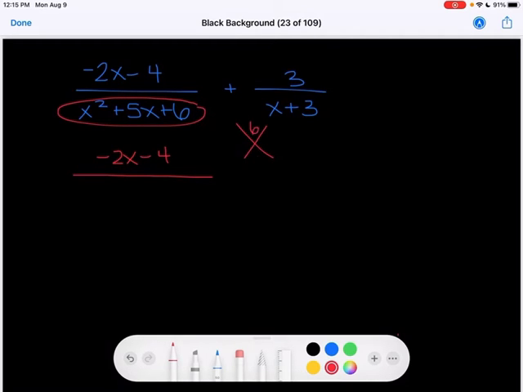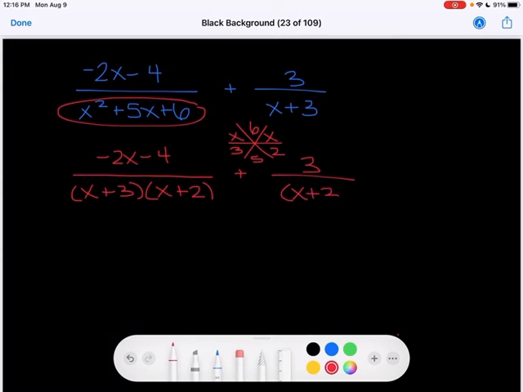What multiplies to 6 and adds up to 5? Well, that's going to be 3 and 2. So that factors into x plus 3 times x plus 2. Okay, the other one I can't factor, it's just x plus 3. But if you notice, they both have a factor of x plus 3. Well, that's good because that means they're almost common. But this one also has an x plus 2.